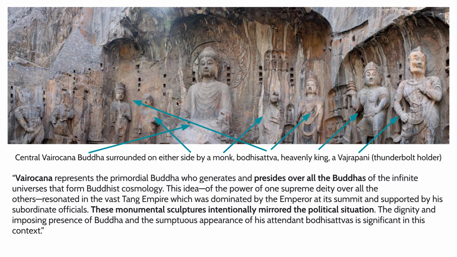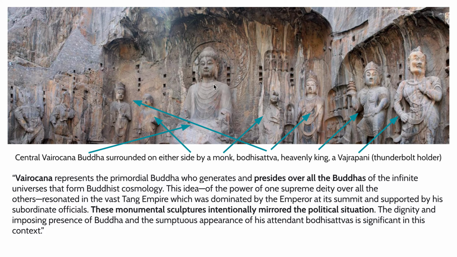So we have the Vairocana Buddha representing the primordial Buddha who generates and presides over all the other Buddhas of the infinite universes that form Buddhist cosmology. The idea of the power of one supreme deity over all others is very much represented in Tang government, where you have the emperor at the summit, the largest and most important, surrounded by his officials, intentionally mirroring the political situation.